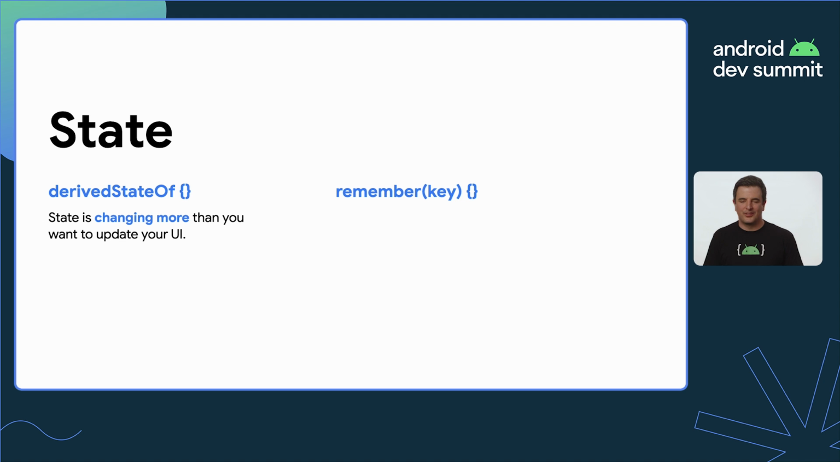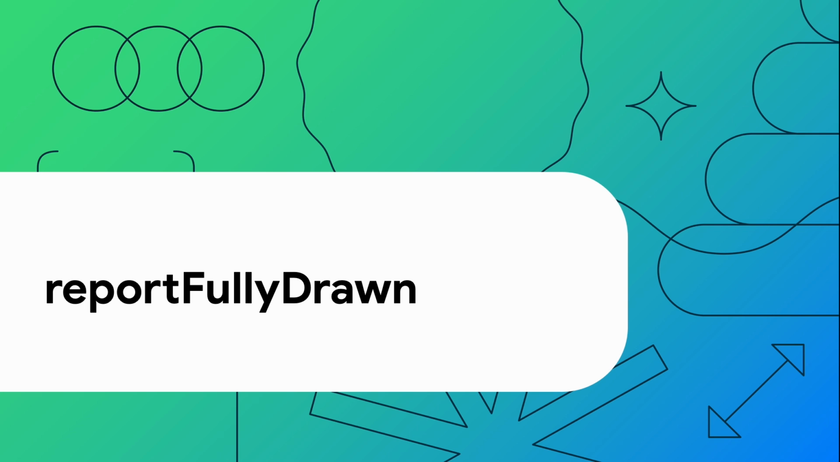Because we need to update our full name just as much as our inputs are changing, we use remember. That is the difference between derivedStateOf and remember with keys. derivedStateOf, used when your state is changing more than you want to update your UI. Remember with keys, used when we need to change our state as much as our key changes. The last tip of the day, we will look at upcoming changes to help you call reportFullyDrawn from Compose.